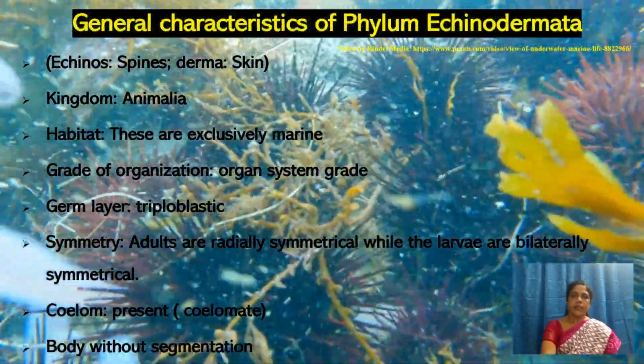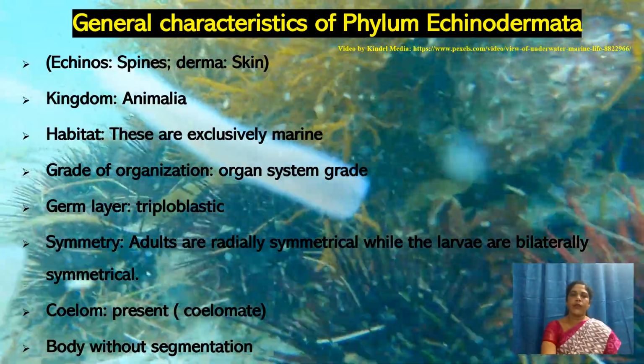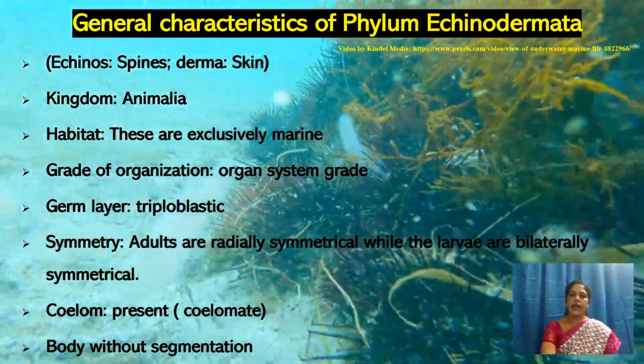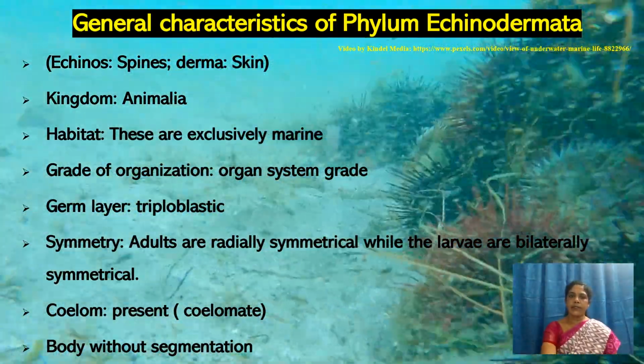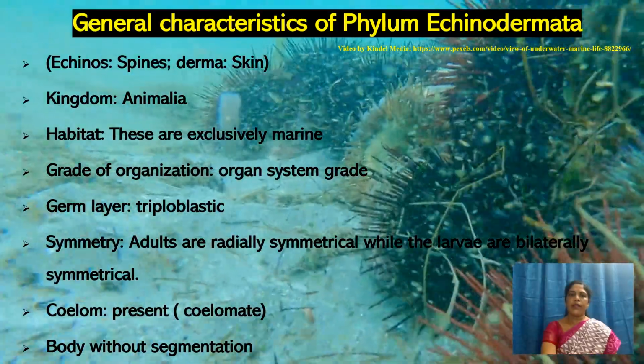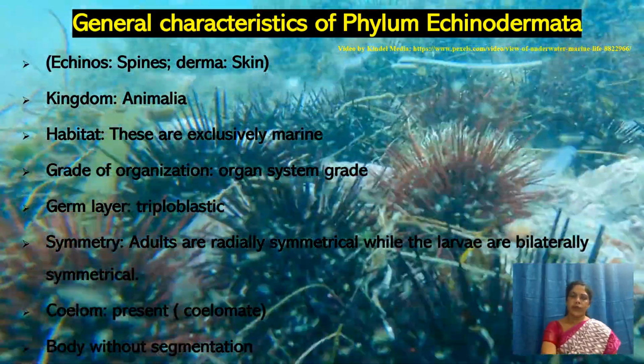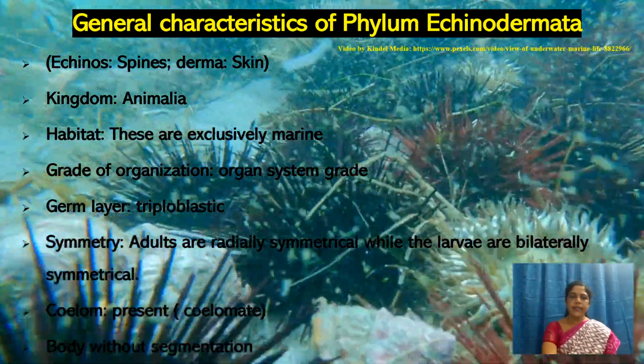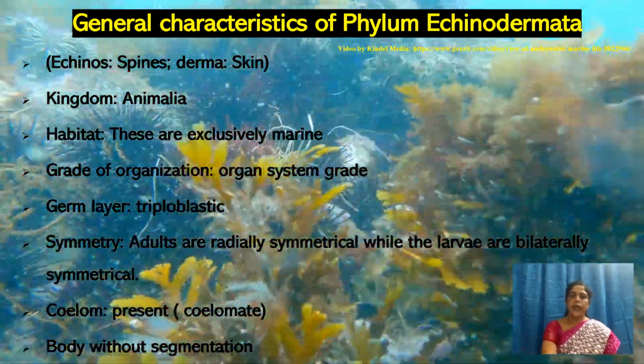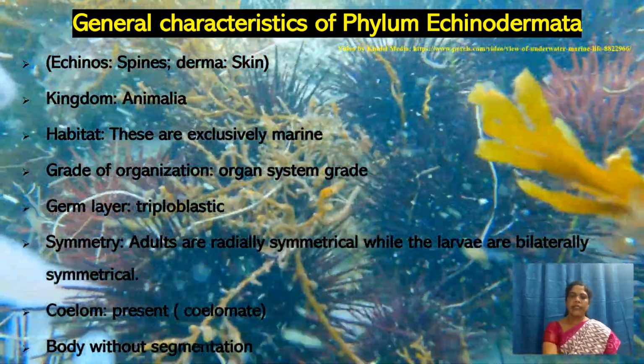Let's discuss the general characteristics of phylum Echinodermata. These are exclusively marine organisms. They possess organ system grade of organization. These are triploblastic, and adults are radially symmetrical while the larvae are bilaterally symmetrical.